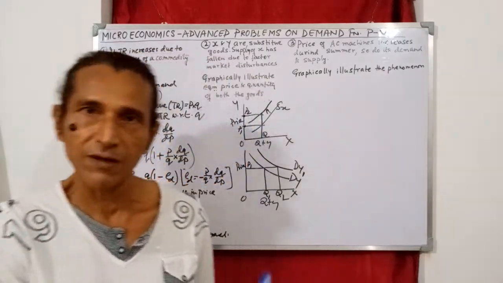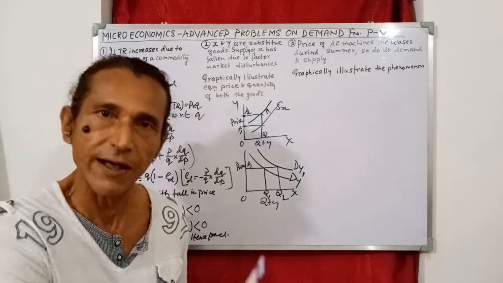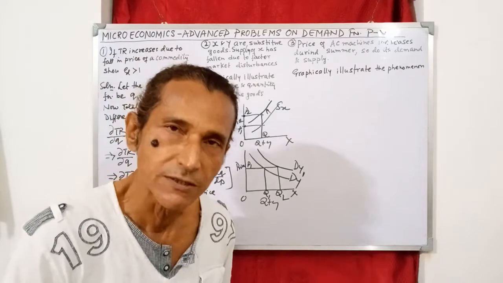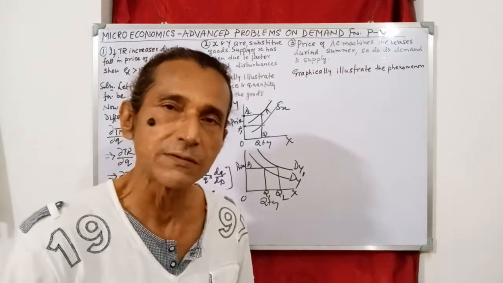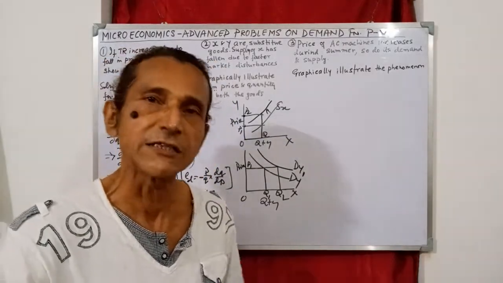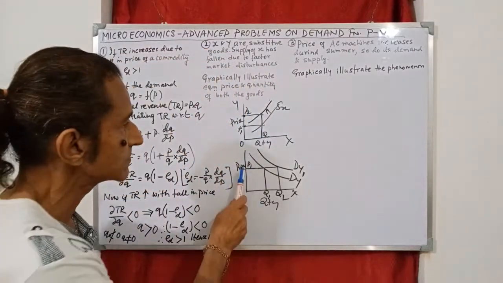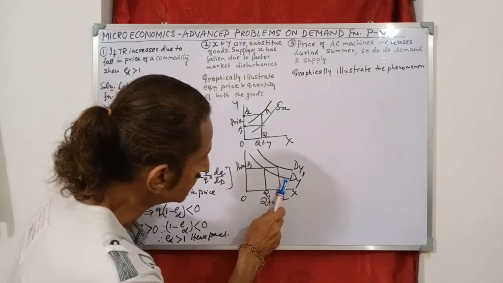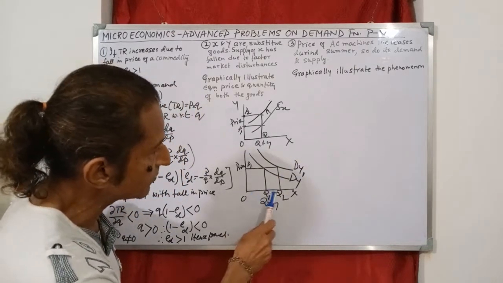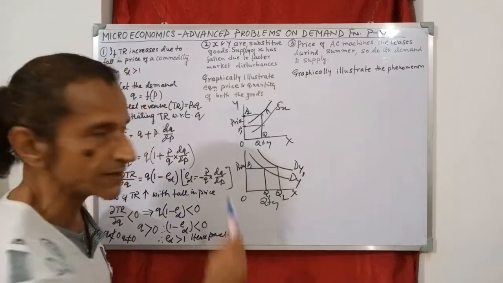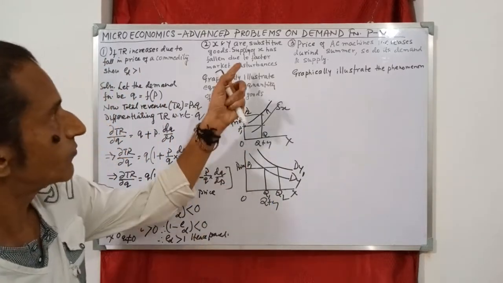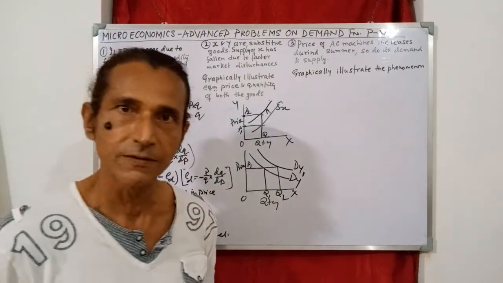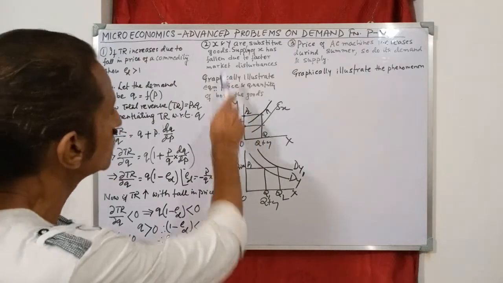As a result of fall in supply of X and increase in its price, the consumers will shift towards Y. That means the consumers will demand more of Y. The consumers will purchase more of Y at the same price. So the demand curve will shift from dy to dy1 and the consumers will purchase OQ2 units at the same price. This is the impact of fall in supply and increase in price of X on quantity demanded of Y. Correct? So problem number 2 is solved.